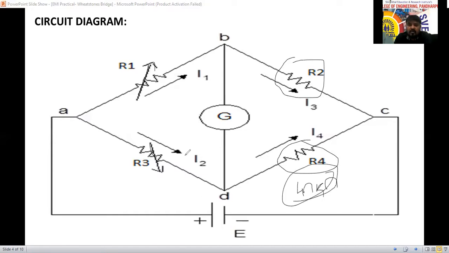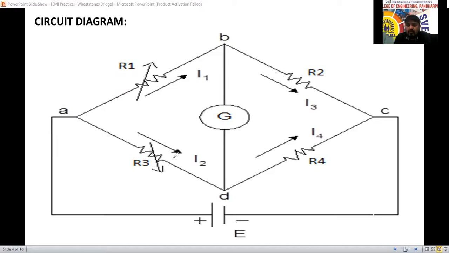Okay, so the battery supply is connected to A and C here now, and the galvanometer is connected between B and D. All the 4 resistances are connected in the bridge form with the galvanometer and DC power supply. I told 4 resistances are there here. This one is a standard resistance, this is a variable resistance, this is also a variable resistance, and this one I have considered as the unknown resistance.